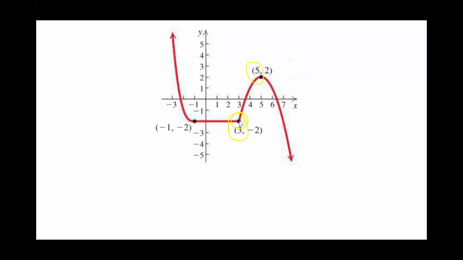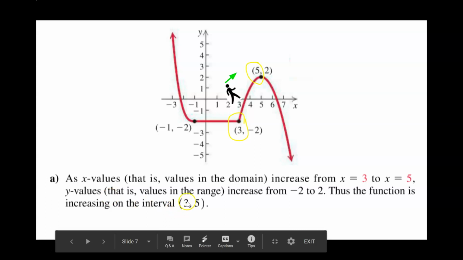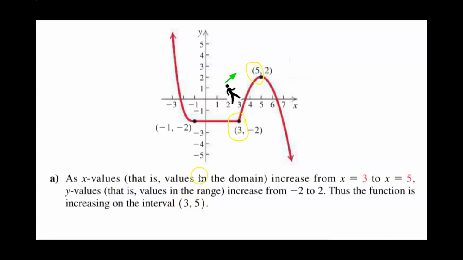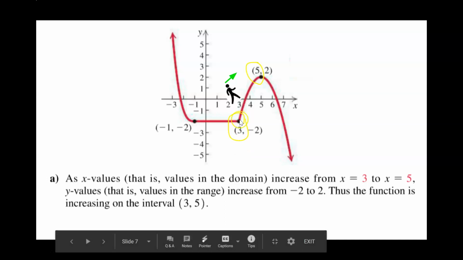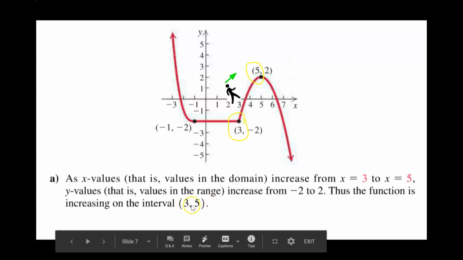So from here to here, we see that it's going what direction? It's going in the increasing direction. So the increasing interval is going to be 3 to 5. So 3 to 5 is my answer. It starts at 3 on the left, all the way to the right, 5. These numbers must be written with the smallest number first, the larger number next. Left to right.